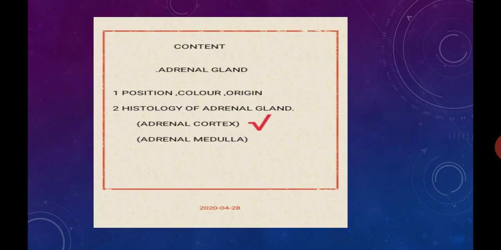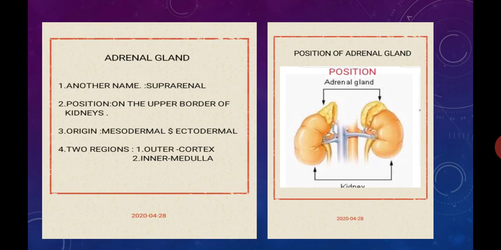The content of today's lecture is: we will see the position of adrenal gland, color of adrenal gland and the origin of adrenal gland. Students, we will see histology of adrenal gland, but among the histology, we have to concentrate only on the adrenal cortex. So today's lecture content is adrenal gland, its position, its color, its origin and the histology of adrenal gland, in which we will see only the adrenal cortex. So students, we start with the adrenal gland.